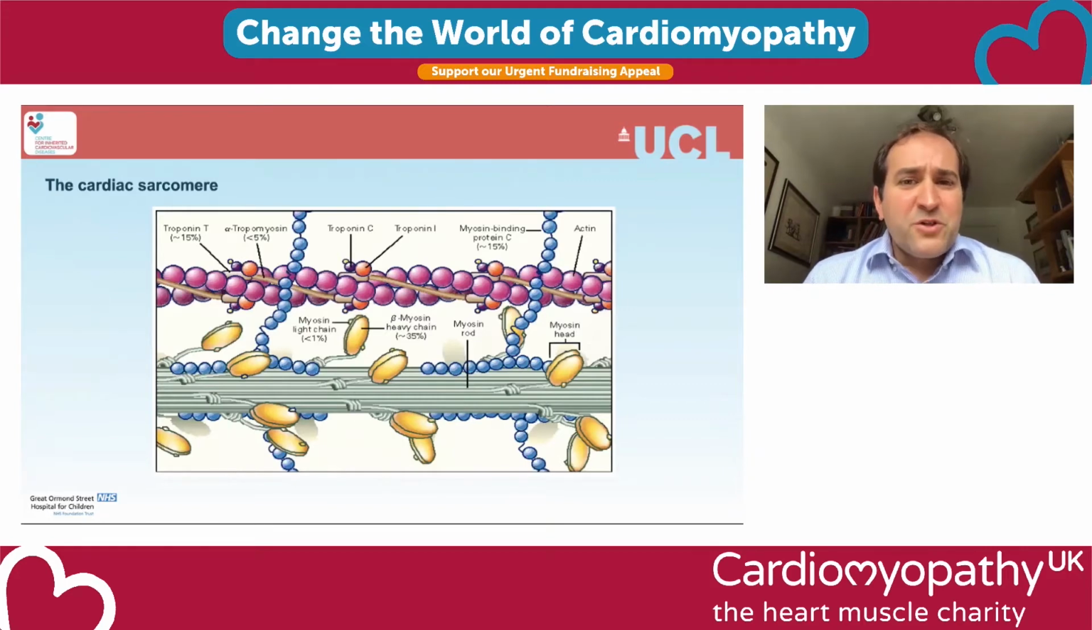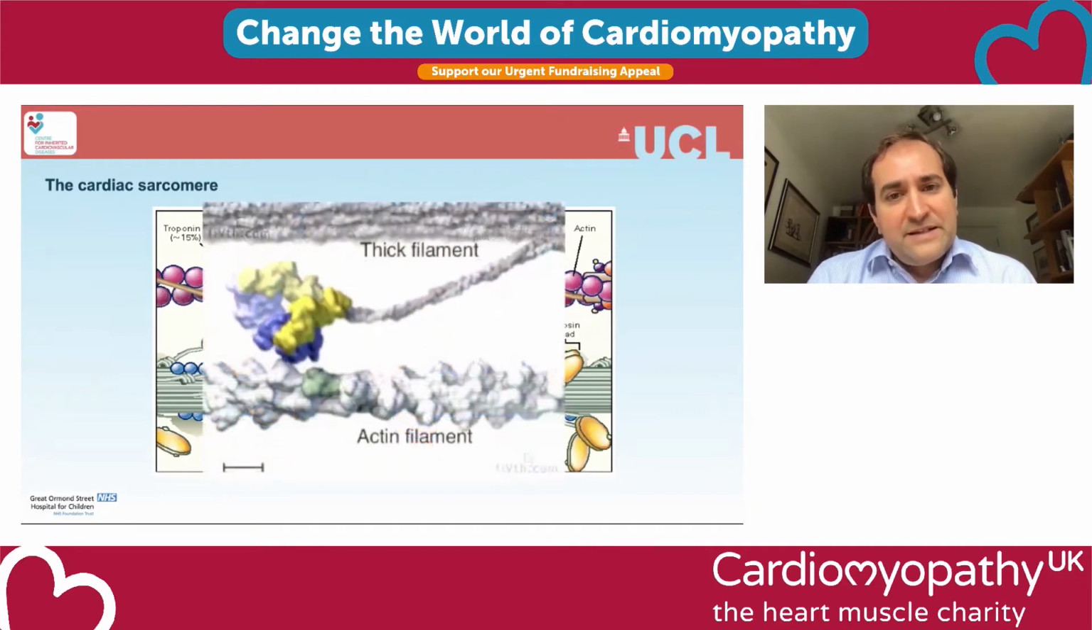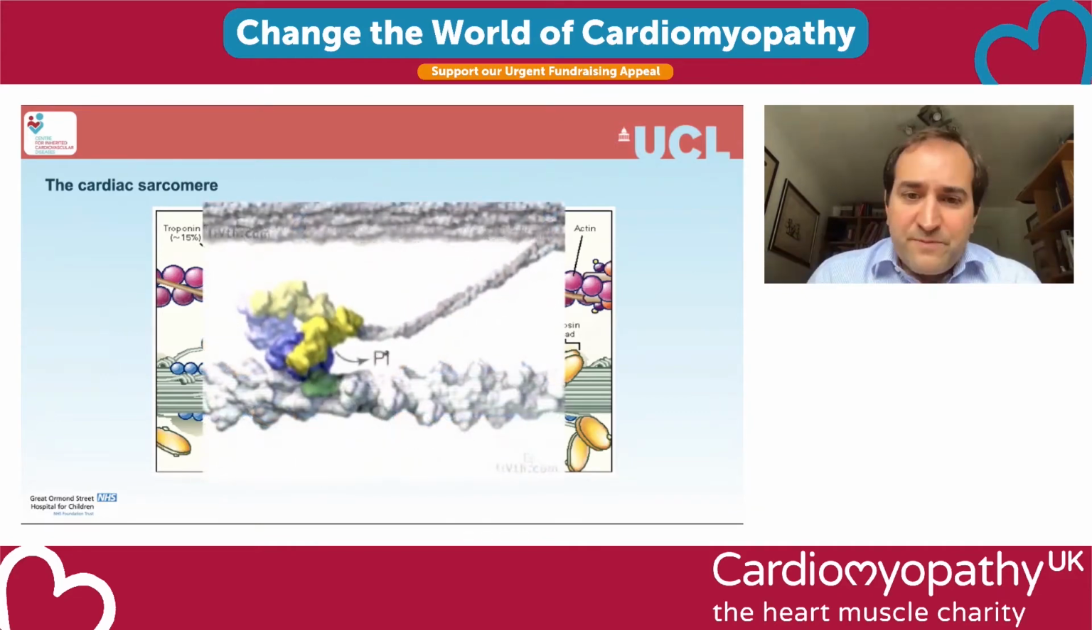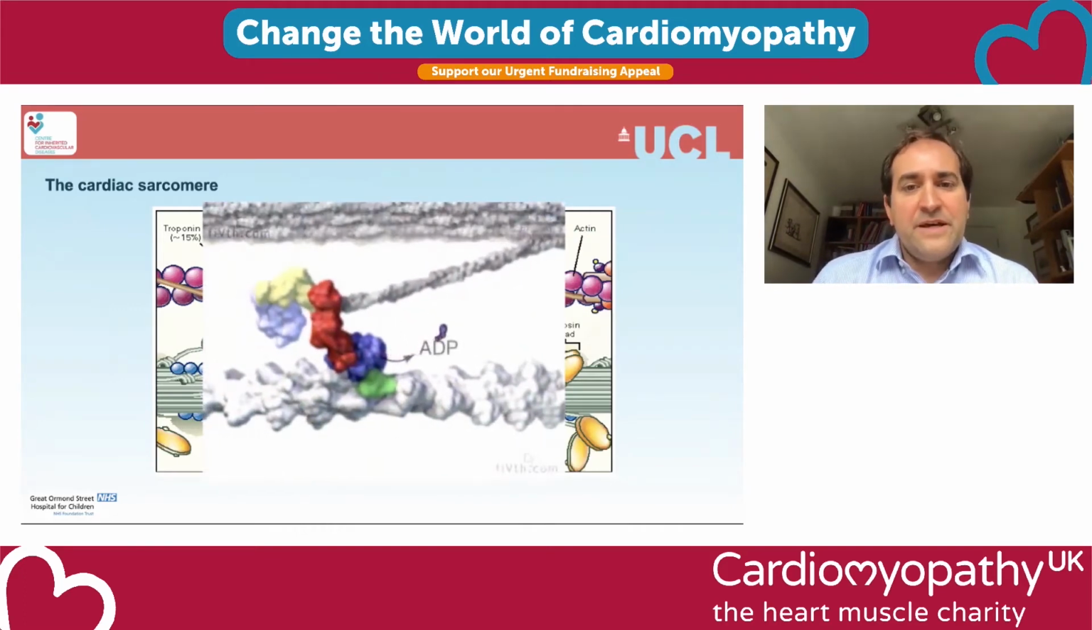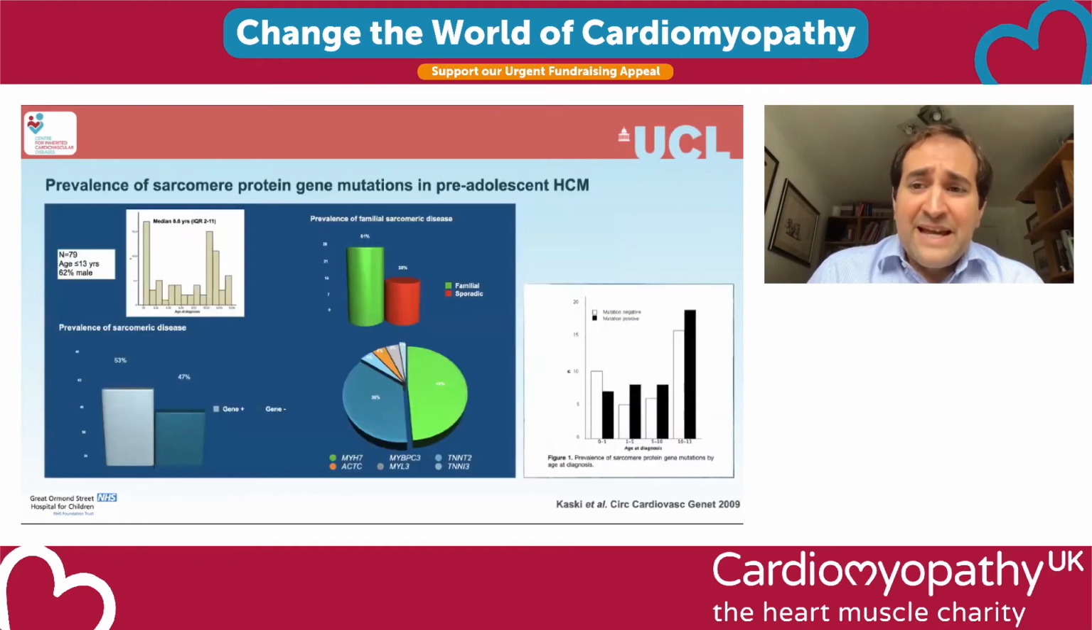Now, when we think about hypertrophic cardiomyopathy in particular, but also dilated cardiomyopathy, most of the gene changes that we identify are part of this structure called the cardiac sarcomere, which is essentially the building block of the heart muscle. These are the proteins that allow the heart to contract and to relax. And we know that in adults, over 60% of patients with hypertrophic cardiomyopathy have mutations or variants in genes that are important for the development of this structure, the cardiac sarcomere. And it's the same in children.